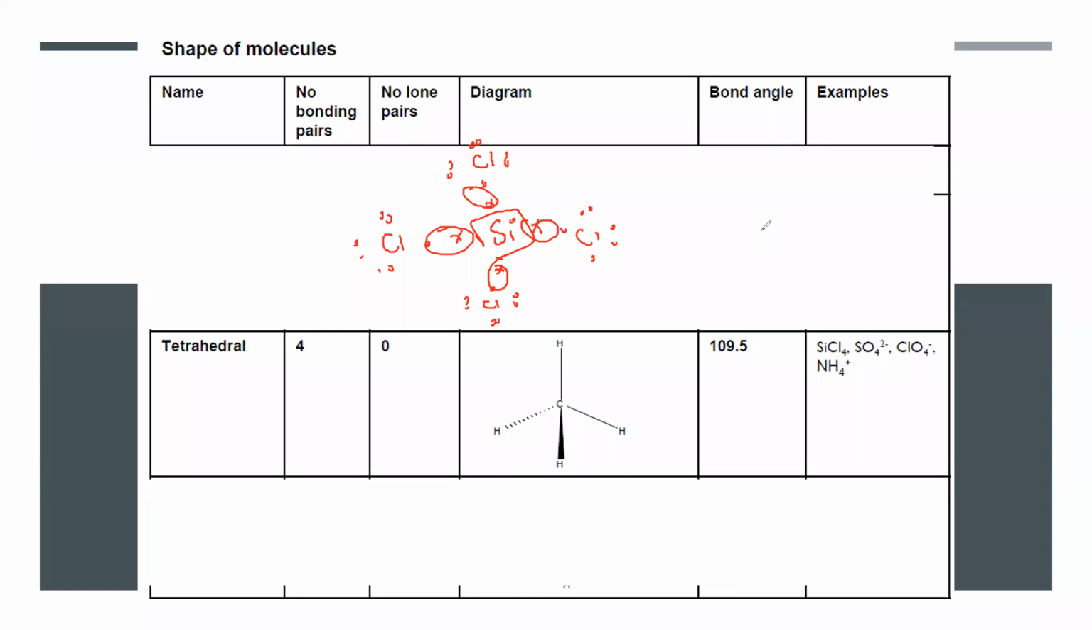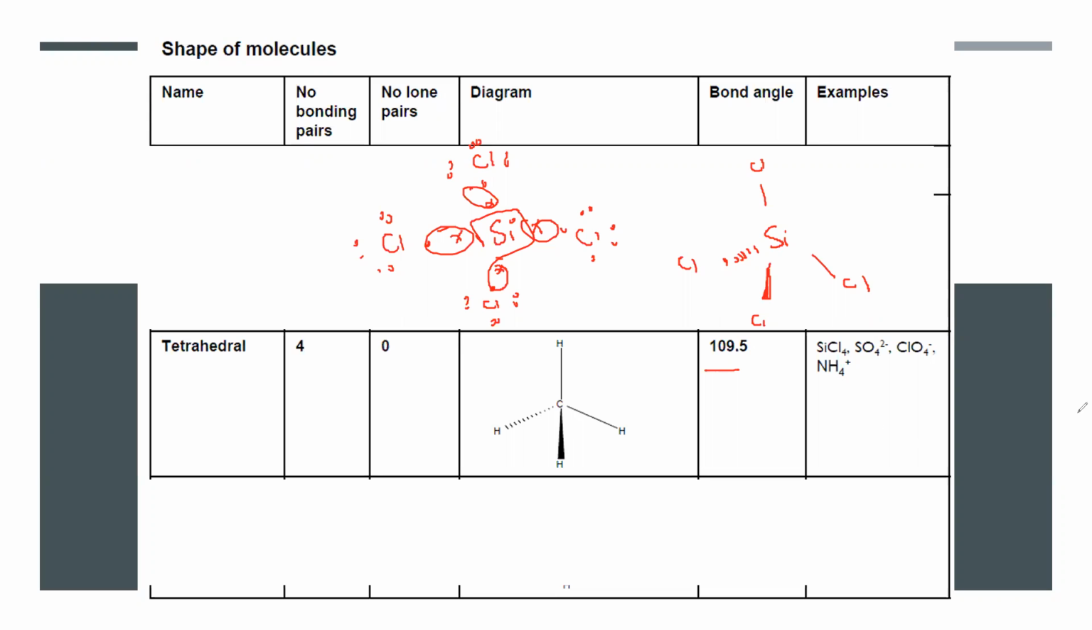And when you represent a tetrahedral structure, what is the meaning? If silicon is there, 2 chlorines are in the same plane, one of them will be in and one is out, like a 3D structure, and the bond angle will be 109.5. So these molecules, silicon tetrachloride, sulfate, chlorate, ammonium, they all have a tetrahedral structure.